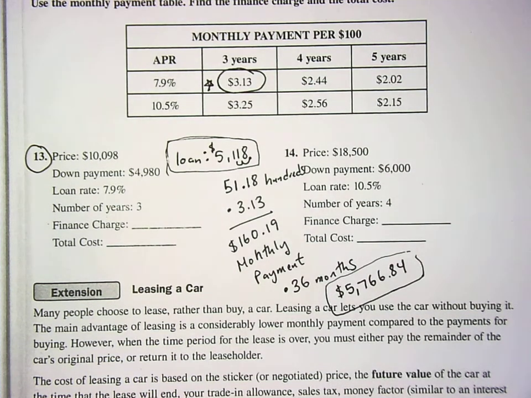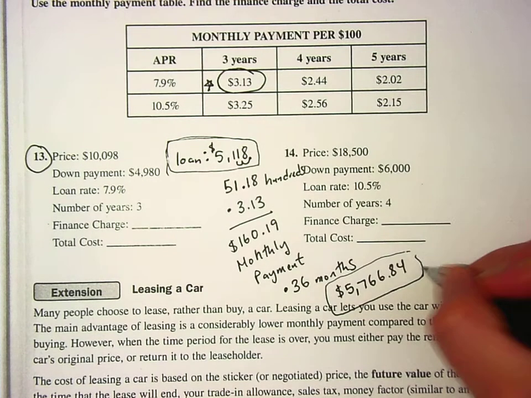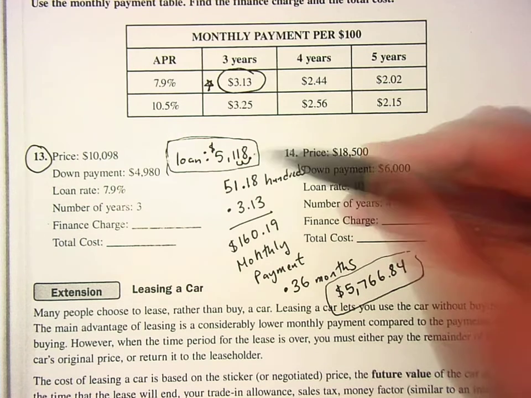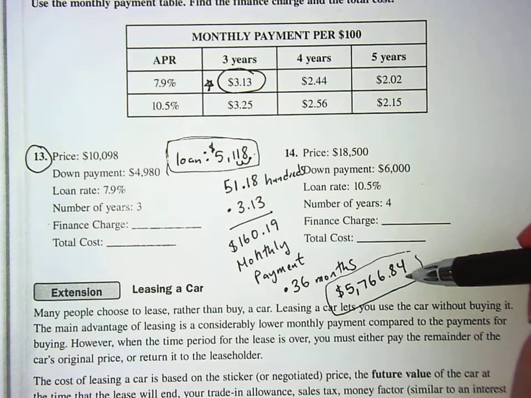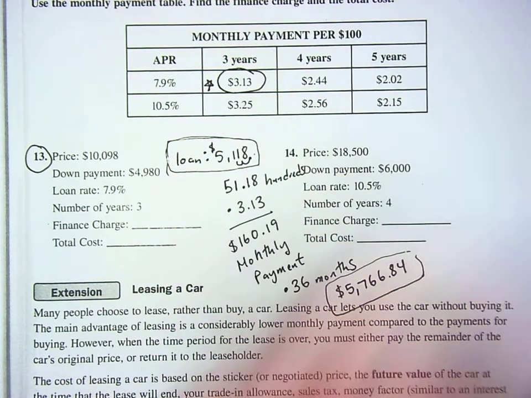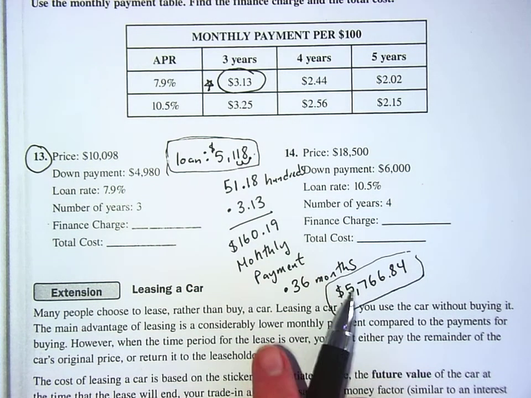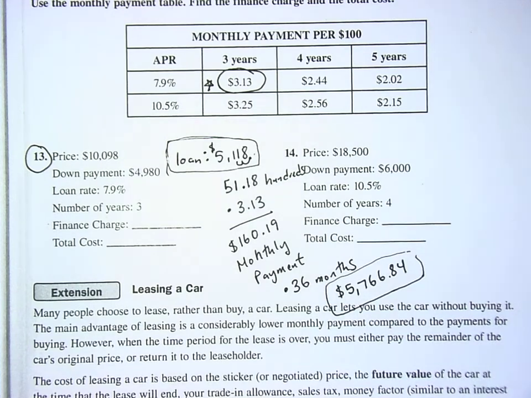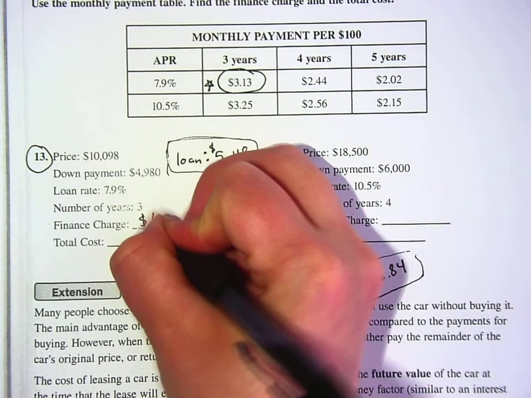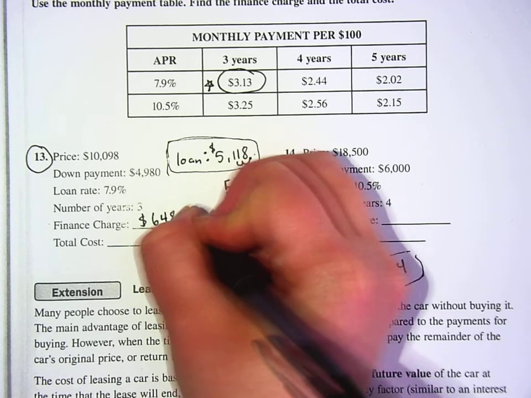Right. So how do I find out the finance charge? How do I find out how much the bank is making on me? This is what I wanted my loan to be for, and this is what I end up paying, right? So how do I find how much the bank is making off of me? Connor? It's what I basically just described. You take the 5,766 minus 5,118. Right, so I'm going to subtract the two. I'm taking this minus this. That's a finance charge of $648.84.